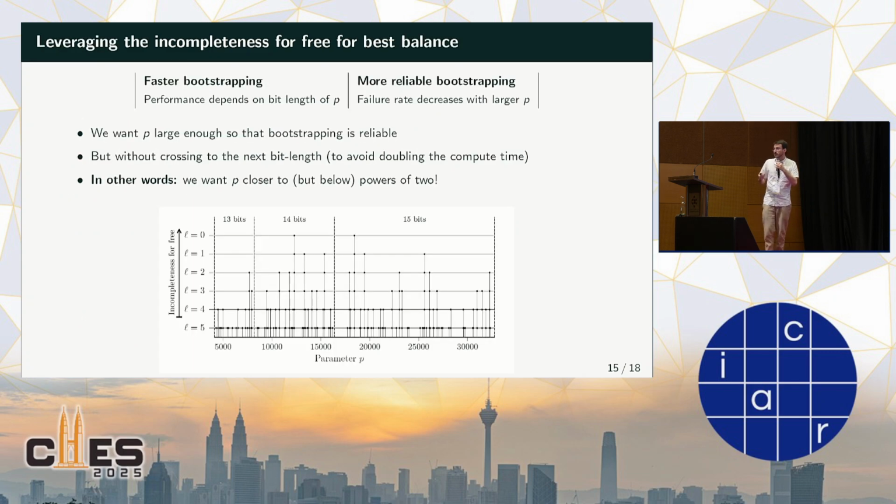So why is it useful to us? Because to get faster bootstrapping in this setup, the performance depends on the bit length of P. But if you want more reliable bootstrapping, the failure rate will decrease with larger P. So you have to deal with this balance, right? Because the time of the bootstrapping depends mostly on the bit length of P, not its actual value, we effectively want P to be closer to, but below, powers of 2. Because when the bit length increases, the time for bootstrapping doubles. So we want to get as close as possible to these powers of 2 here.